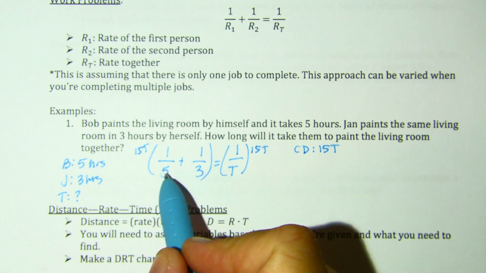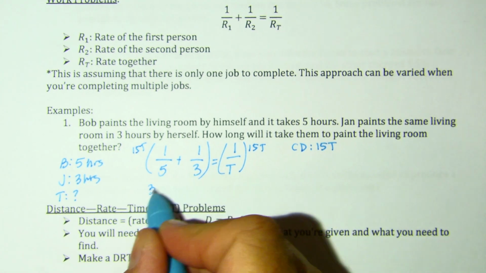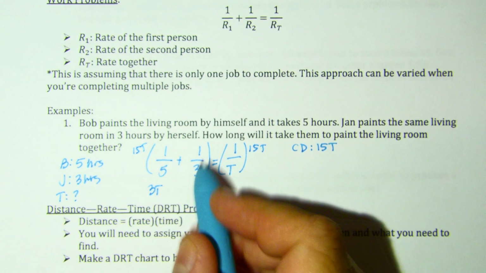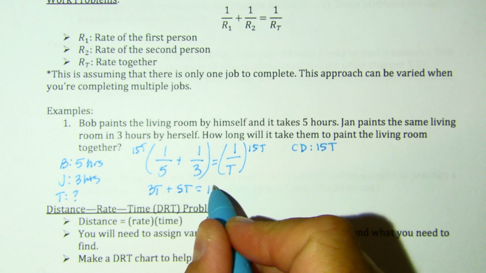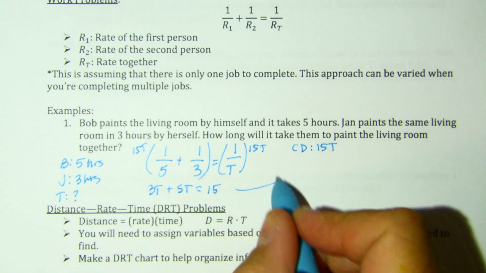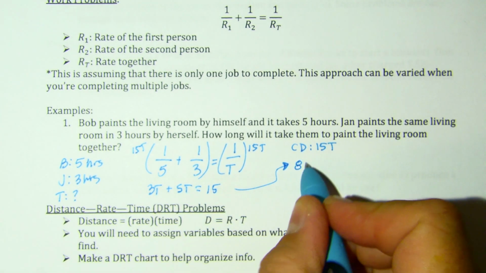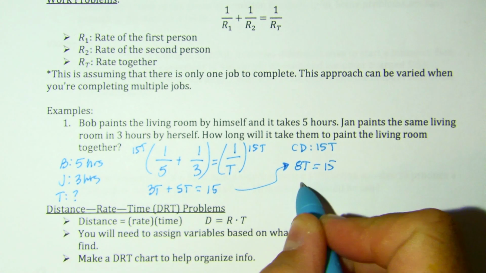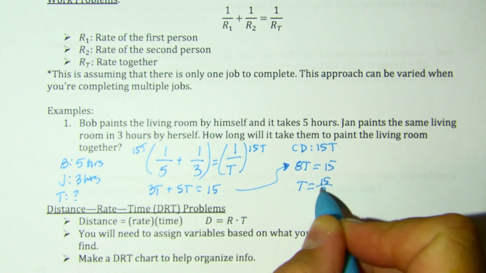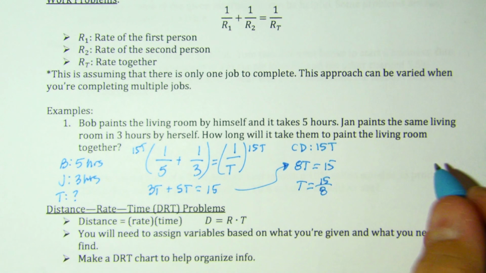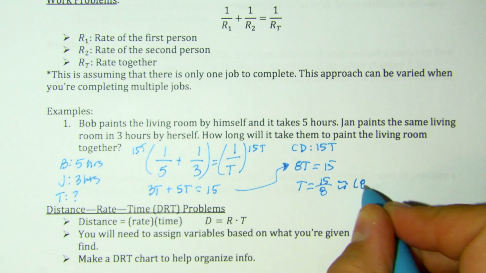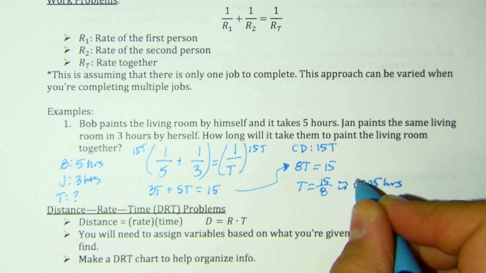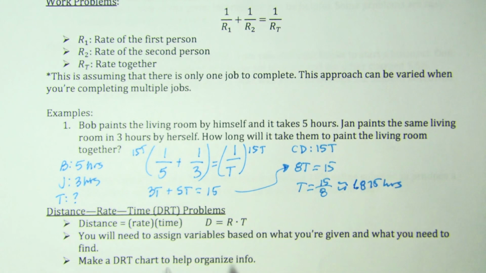Well, 15t divided by 5 would be 3t. 15t divided by 3 would be 5t. And then here the t's cancel and it's equal to 15. So that gives me 8t equals 15. T is equal to 15/8. And if you were to calculate that out, that would be a little bit less than 2, 1.875 hours.